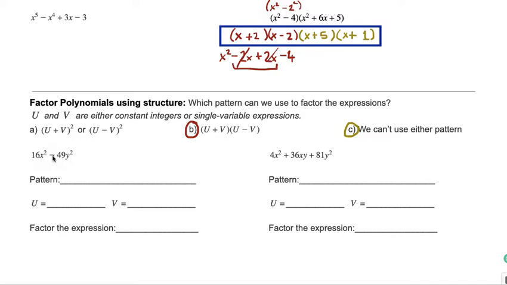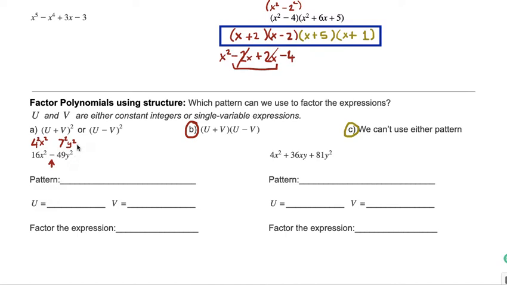So let's take a look at this one here. We've got a 16x squared, which I observe here is the same as 4 squared x squared. That's a square term. And this one here, 49y squared, is 7 squared y squared. That's a square term. Both of those terms are squares, and I observe also that we've got a negative.